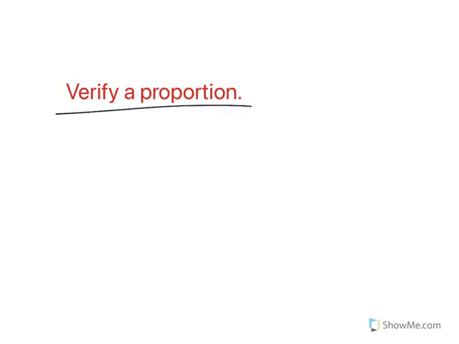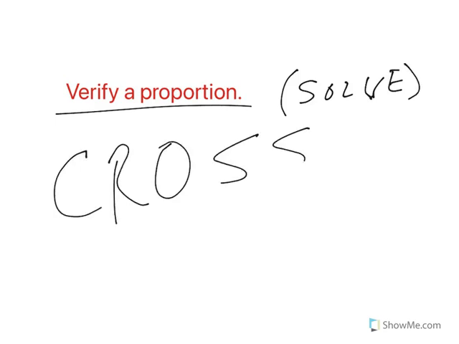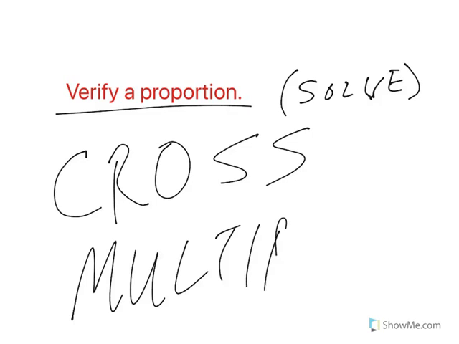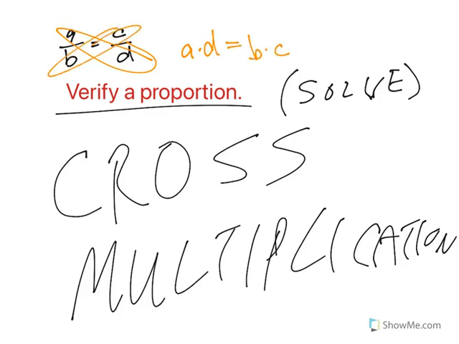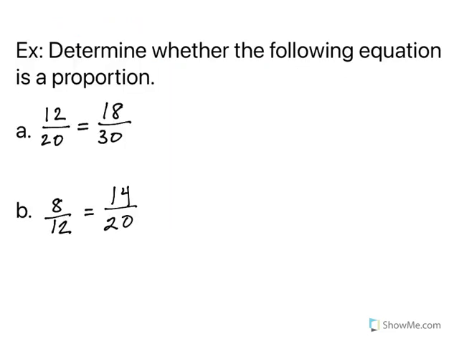We verify a proportion. We can also solve proportions, which we will get to later, by using the method of cross multiplication. Okay, so when we have A over B equals C over D, that means we are taking A times D equals B times C. Very, very important.